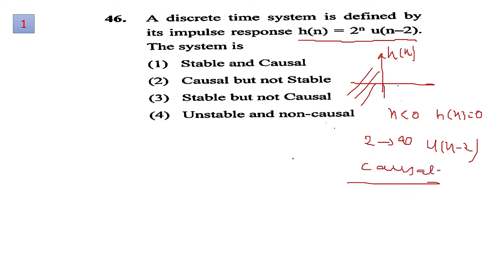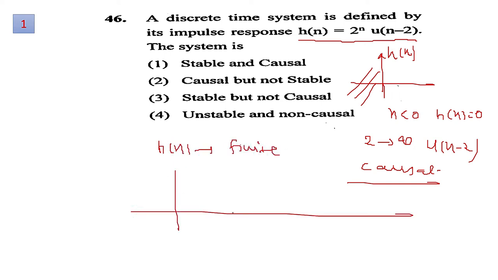Now to find the stability: if you plot the impulse response h[n], for the system to be stable, the impulse response h[n] should be finite. If you plot it, it will start from n equals 2, and at n equals 2 the value is 4. Then it will keep increasing in this fashion. When n tends towards infinity, it will have an infinite impulse response. So the system is unstable and the system is causal.